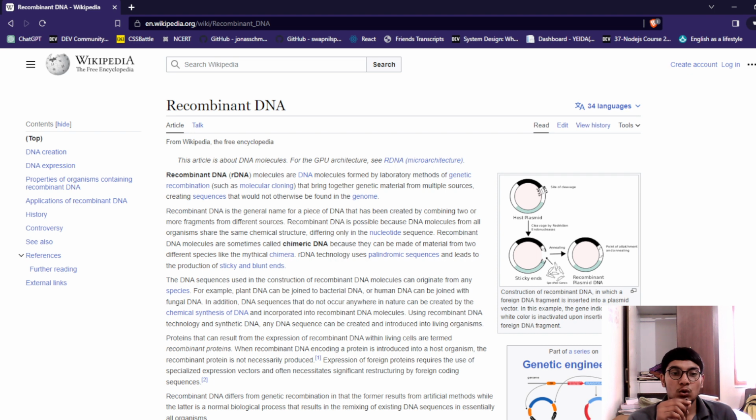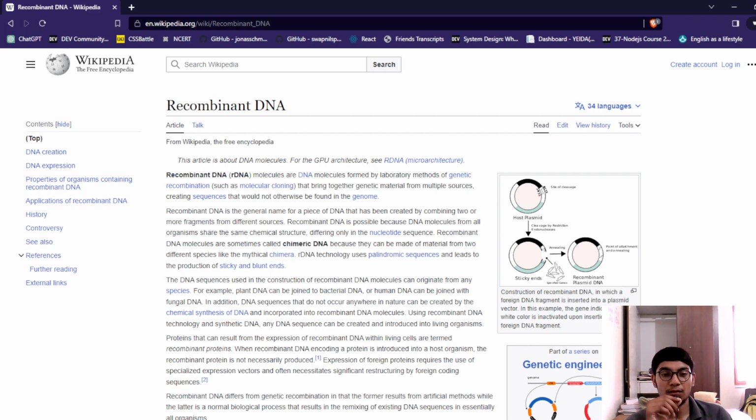Recombinant DNA molecules are DNA molecules formed by laboratory methods of genetic recombination, such as molecular cloning, that bring together genetic material from multiple sources, creating sequences that would not otherwise be found in a genome. Recombinant DNA is the general name for a piece of DNA that has been created by combining two or more fragments from different sources. Recombinant DNA is possible because DNA molecules from all organisms share the same chemical structure, differing only in nucleotide sequence.